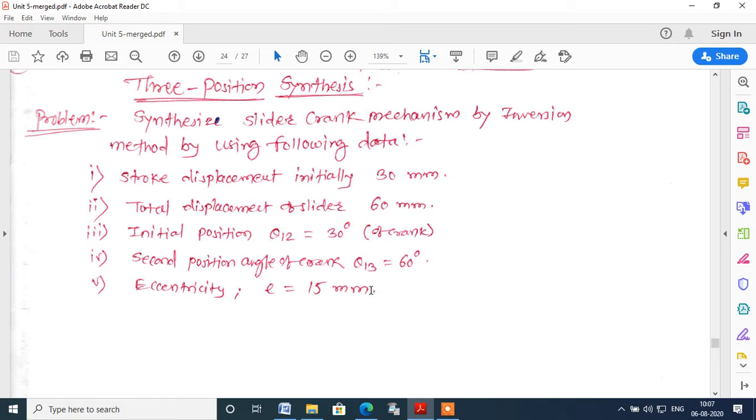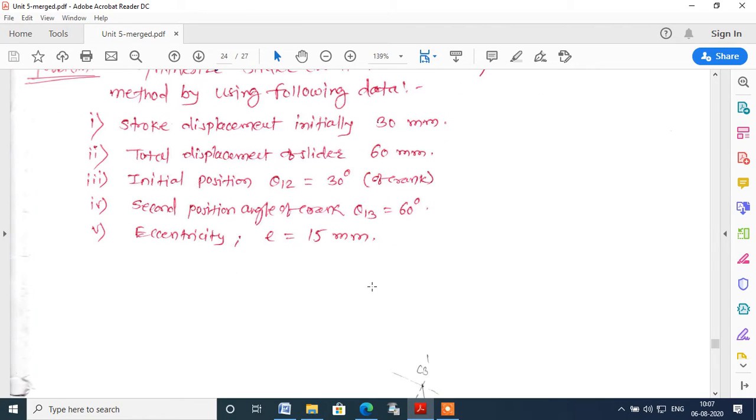Here, the data is given. The first one is stroke displacement, initially it is 30 mm. In a slider crank there is a piston, so there is a stroke of the piston. So the stroke displacement is given initially as 30 mm. Then the total displacement of the slider is given as 60 mm.